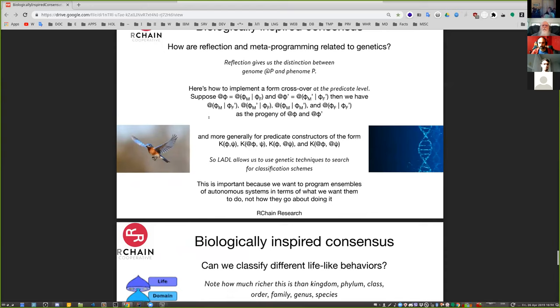And what does it mean? Crossover at the predicate level. I'm not sure what it means. Well, when he says at the predicate level, what I take that to mean is he means at the row calculus grammar level. Right?